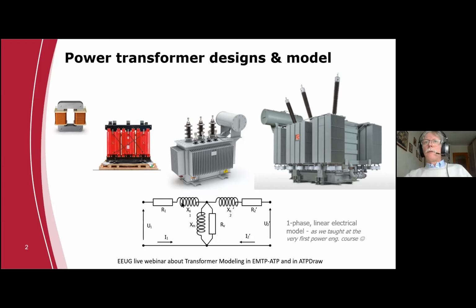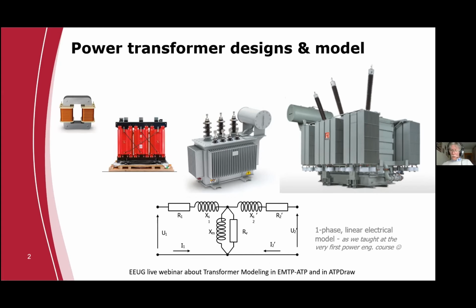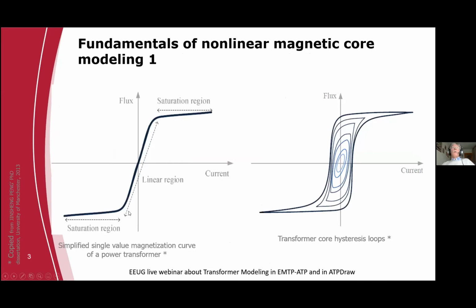Even the winding resistances could be frequency dependent, or the magnetizing inductance can be nonlinear, or the iron core, or the resistance representing the iron core losses, is a nonlinear object. So let's say some words about what is nonlinear and what is not in a transformer model.